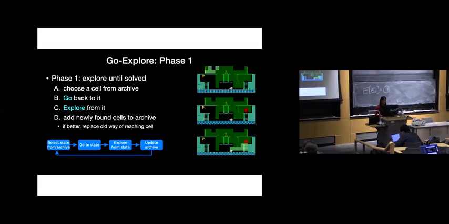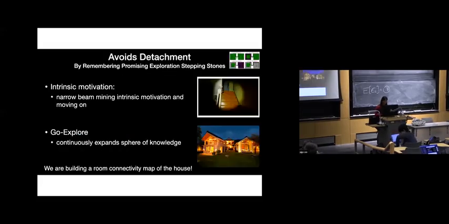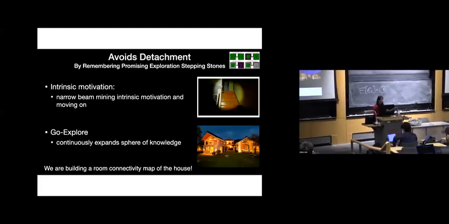Okay, so this is phase one, and this avoids detachment, as we said, because it has a much more systematic way of exploring. They don't use the example of a museum, they use the example of a house. You go into every little room.